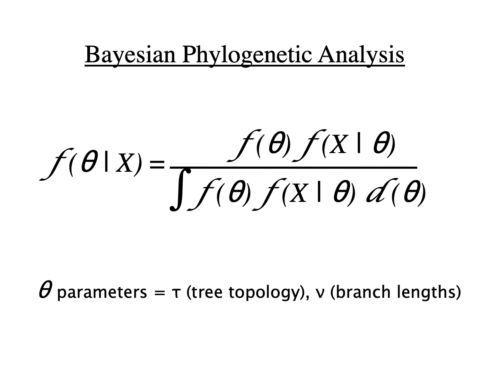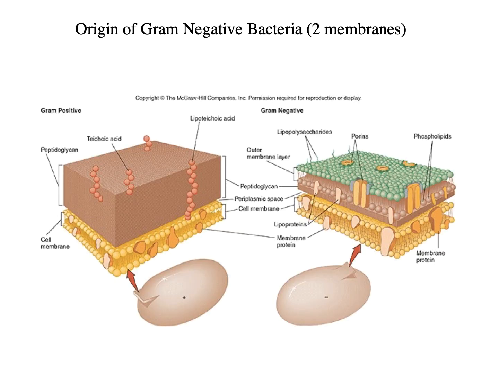So now I want to talk a little bit more about some of the applications of phylogenetics that I've used in my own research, going a little further. And one of them was to try to answer a question that has really bothered me for a long time. What's the origin of gram-negative bacteria, which have two membranes? Where did those two membranes come from?